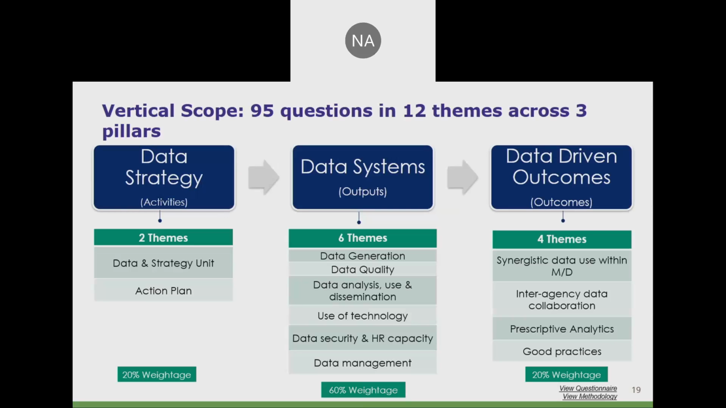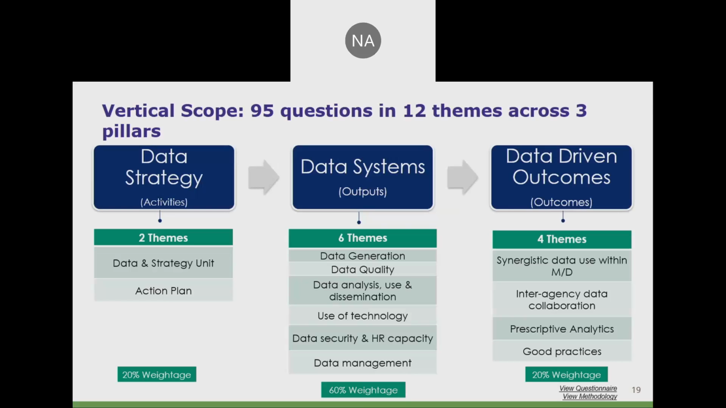Also, all these 6 themes were covered for every scheme separately. So for example, if a department has 6 schemes, then for each of those 6 schemes all these data systems were assessed. Then finally, moving from the second pillar to the third pillar.